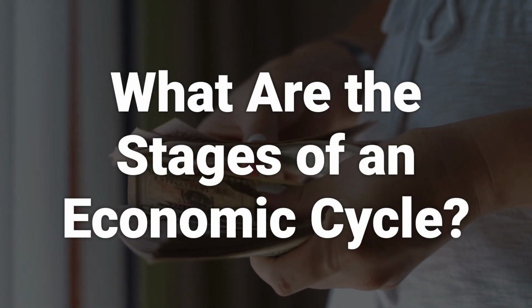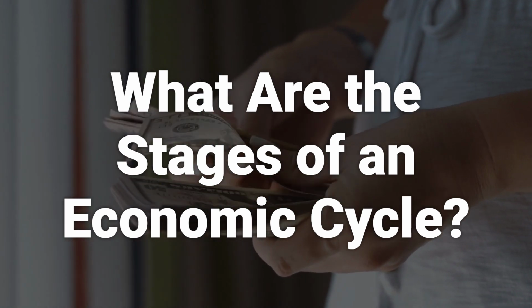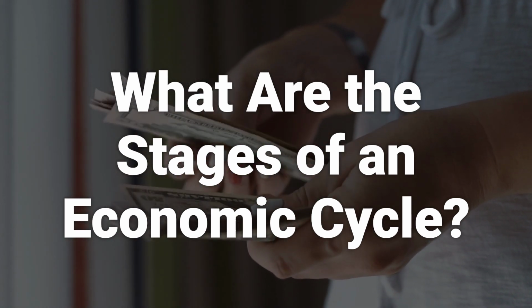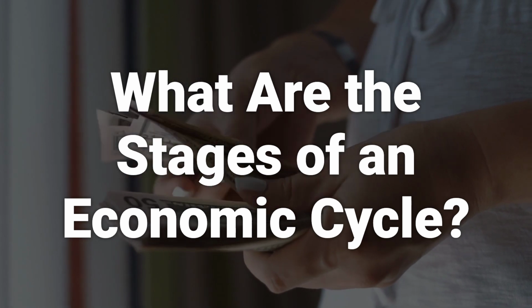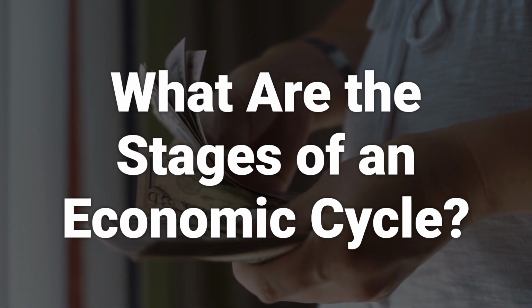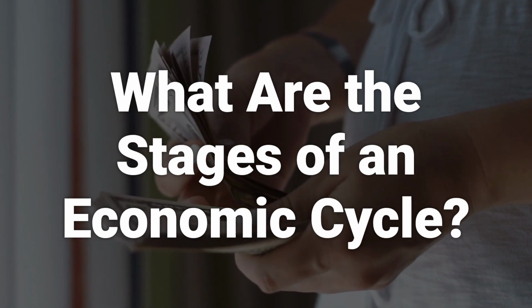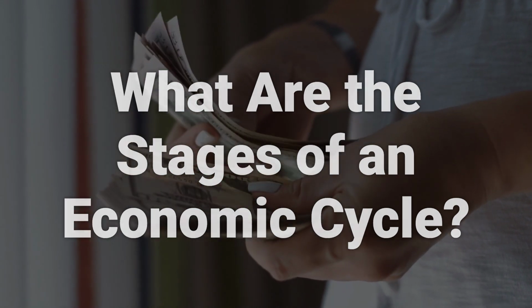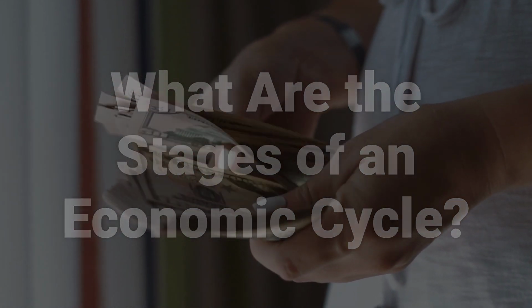An economic cycle, or business cycle, has four stages: expansion, peak, contraction, and trough. The average economic cycle in the U.S. has lasted roughly 5.5 years since 1950, although these cycles can vary in length.